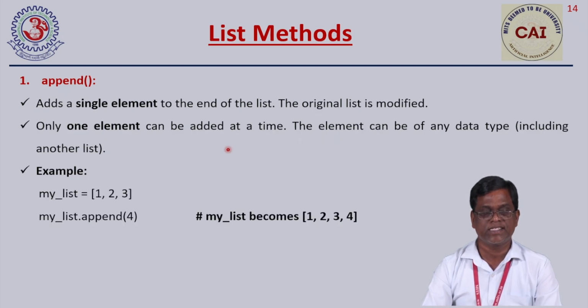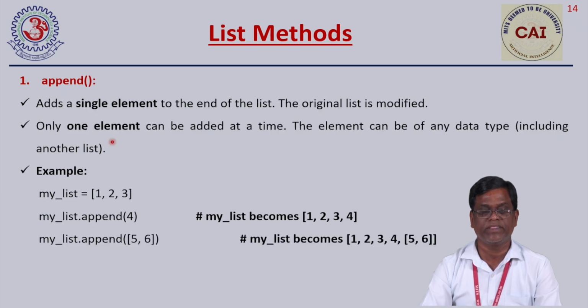And here is an example to understand this append method. Initially I created a list called my list with the values 1, 2, 3, and I applied the append method on this particular list: my list dot append of 4. Now the element 4 will be added at the end of the list. After appending the element 4, the updated list will be 1, 2, 3, 4. 4 is added at the end.